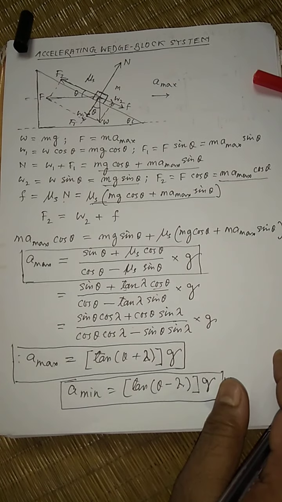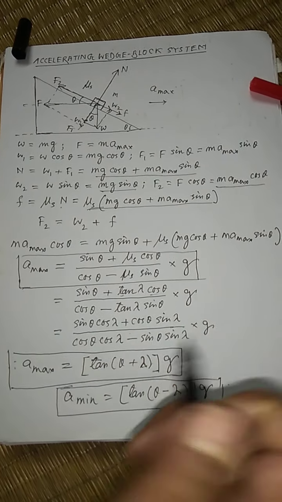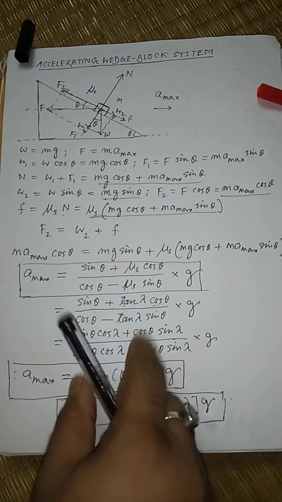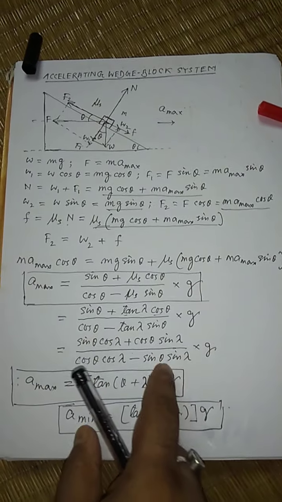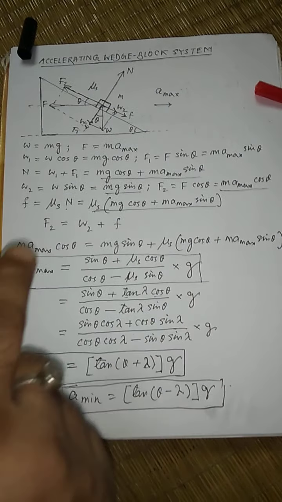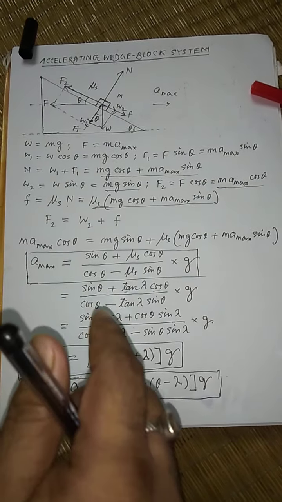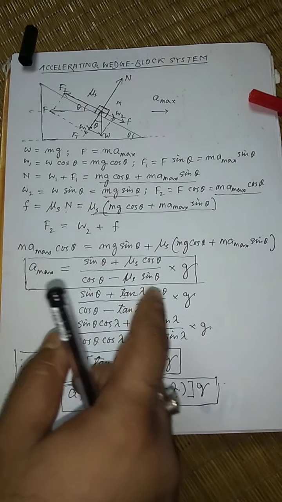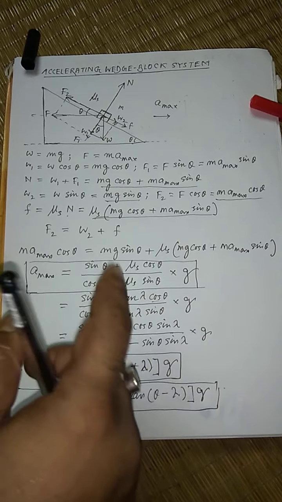And in this way, we find the range of the horizontal acceleration of the wedge, for which the block can be prevented from sliding down the inclined plane and sliding up the inclined plane.